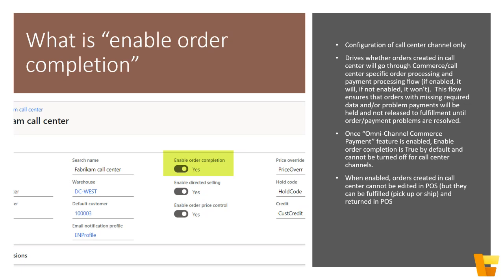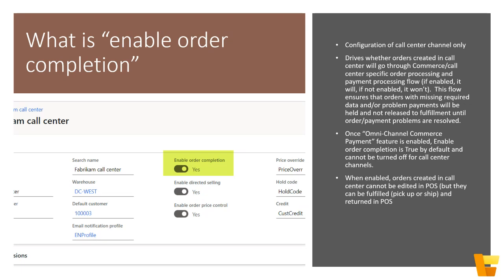It's also important to note that as of version 10.0.13, we are, as a product, starting a process of requiring call center channels to have enable order completion turned on. If you want to take advantage of a new feature that we've enabled, which I'm going to be showcasing a lot today in my demo, called Omni-Channel Commerce Payments, which allows a very seamless flow of cross-channel order management, you will be required to have enable order completion turned on in your call center channel. As a matter of fact, when you enable that feature, this enable order completion flag is not even on your screen anymore. It will be hidden from you, and it will just be enabled by default. So something to keep in mind.